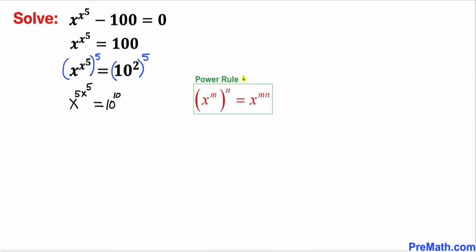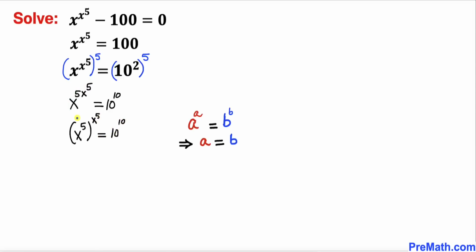And let's go ahead and apply this power rule once again on the left hand side. So we can apply like this one, x power 5 and then x power 5. So let's go ahead and write down x power 5 and then whole power x power 5, and the right hand side has 10 power 10. And now if we call this x power 5 as an a and x power 5 as an a as well, and on the right hand side this 10 as a b power b once again, then according to this rule, this could be written as x power 5 equals to 10.